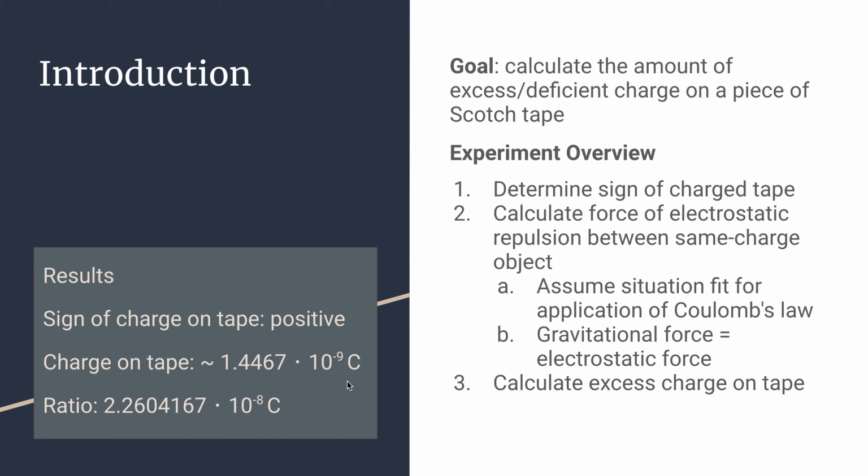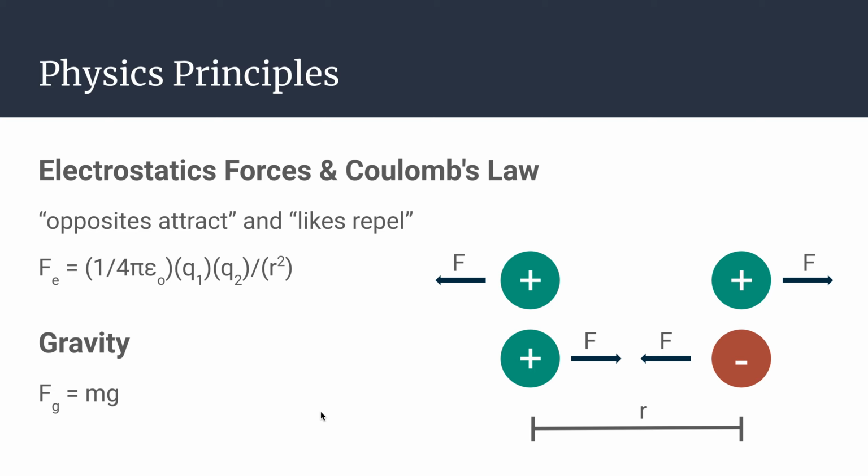And then knowing the number of atoms on the tape on the sticky side, using its area, we can determine the ratio of atoms to electrons seen here. So some important underlying physics principles in this lab are the idea of likes repelling and opposites attracting in terms of positive and negative net charge, which is how we deduce the sign of the charge of the tape.